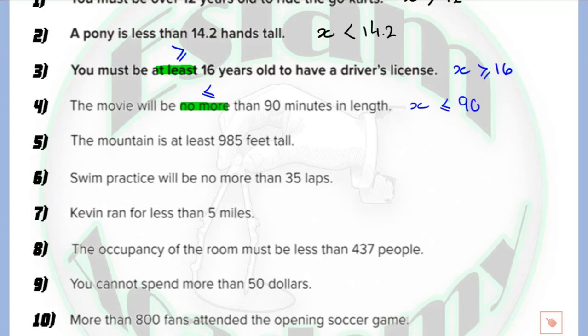Again in question number 5, the mountain is at least 985 feet. So again we have the words at least. At least means more than or equal. So the variable x, at least, which is more than or equal, 985.